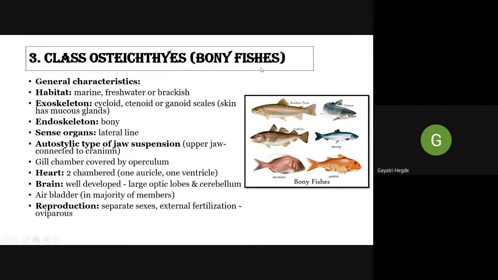This involves bony fishes. As I said, osteo means bones. This class involves all the bony fishes you have eaten: salmon, herring, even pomfret and everything. We'll go through some general characteristics of this class. Habitat: it may inhabit marine, freshwater or brackish water. Bony fishes are found in all kinds of aquatic habitats.